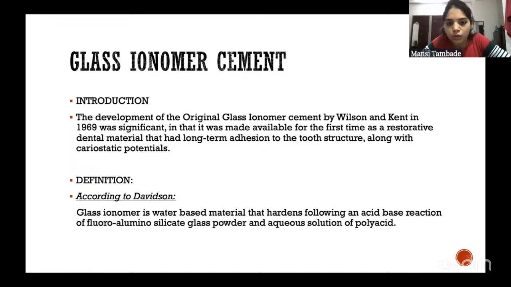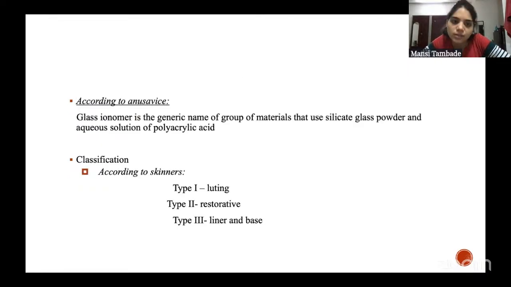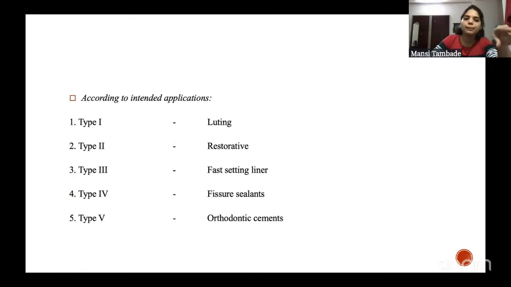So this is the introduction for it. Then definition according to Davidson. This is a very important definition. You should definitely write this in your exam. Then according to Phillips itself. Then coming to the classification. So introduction, definition, classification. This is the classification according to Skinner's. According to the intended applications, this is classified into 9 types.